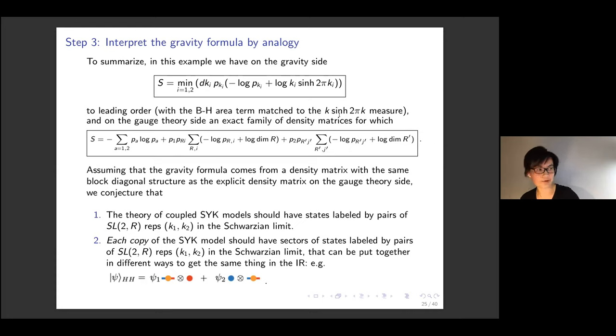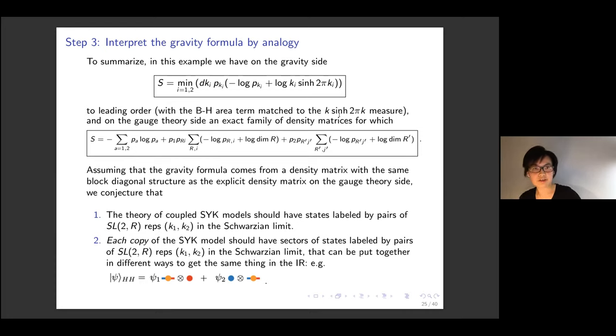And moreover, each copy of the SYK model should have sectors of states that are labeled by pairs of SL2R representations, which can sort of redundantly encode the same representation basis data in the infrared. So for example, our Hartle-Hawking state can receive contributions from tensor products of these two different types of sectors, where each of the colored blobs here is supposed to represent an entire sector. This equation is kind of schematic.